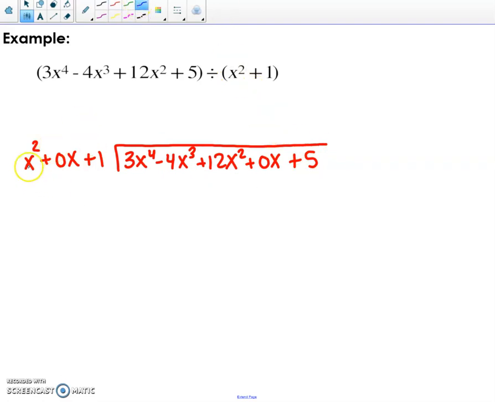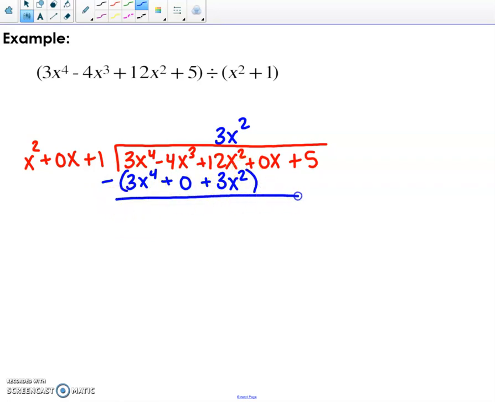Okay, and then we're just going to do the same thing. So we have x squared and 3x to the 4th. What multiplies to x squared that gives us 3x to the 4th? That's going to be 3x squared. Again, we'll take that number and multiply it to the side. So we get 3x squared times x squared, 3x to the 4th. 3x squared times 0 is 0. 3x squared times 1 is 3x squared. And we will subtract. The only real difference here is that we have 3 terms now instead of 2. So just distribute that negative to all 3 terms.